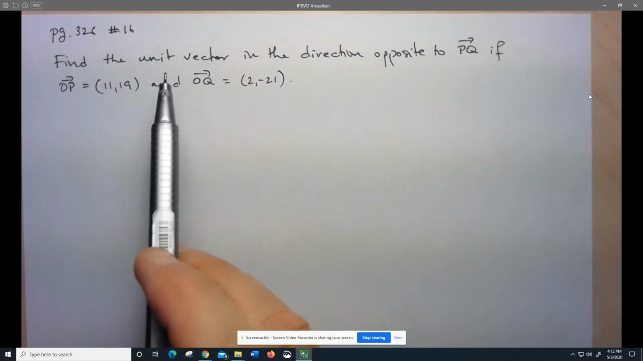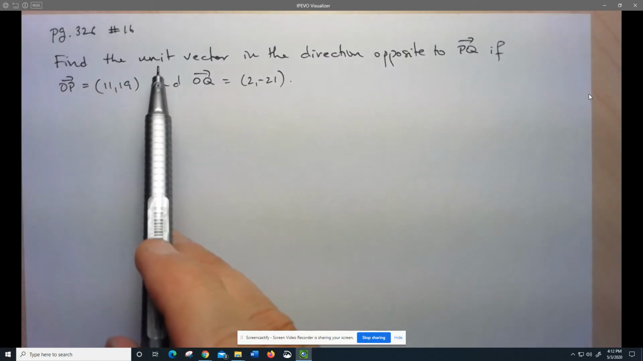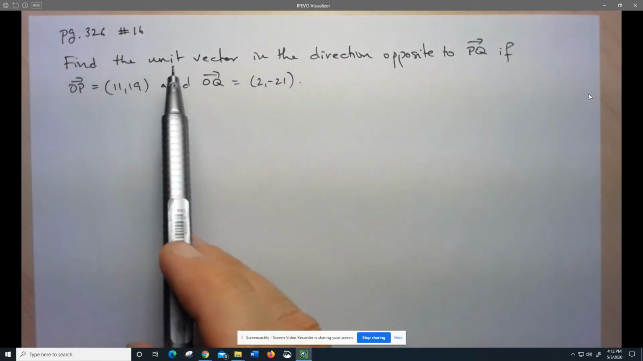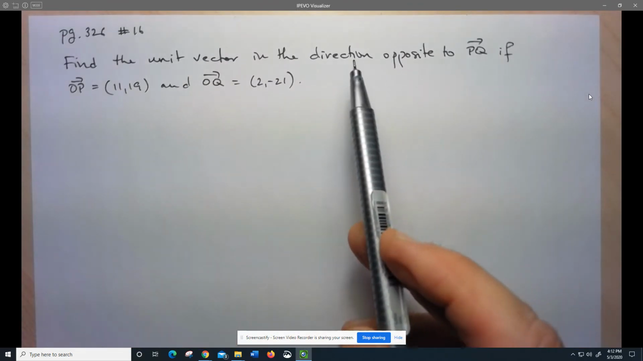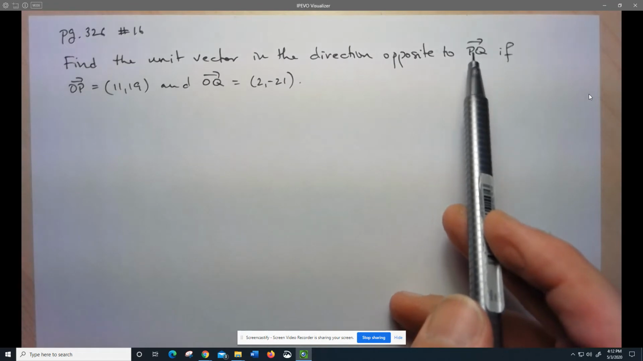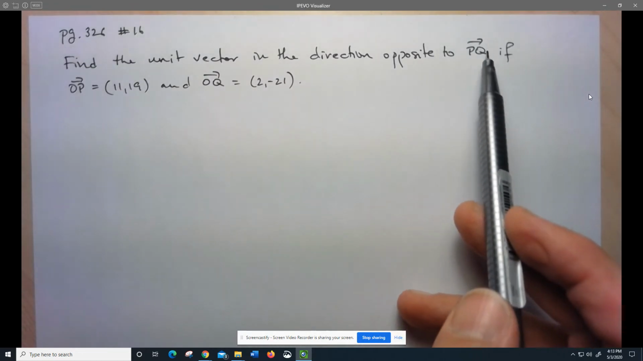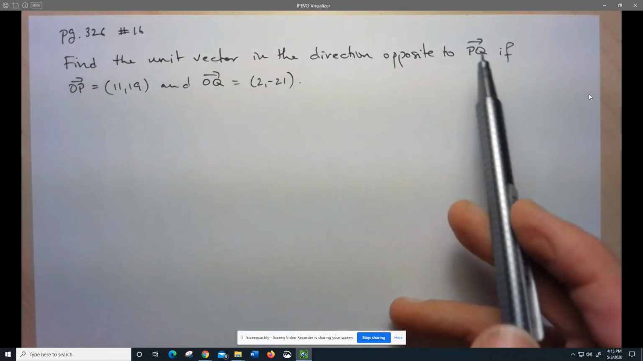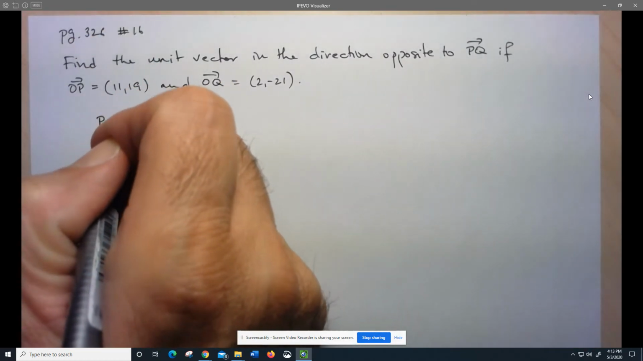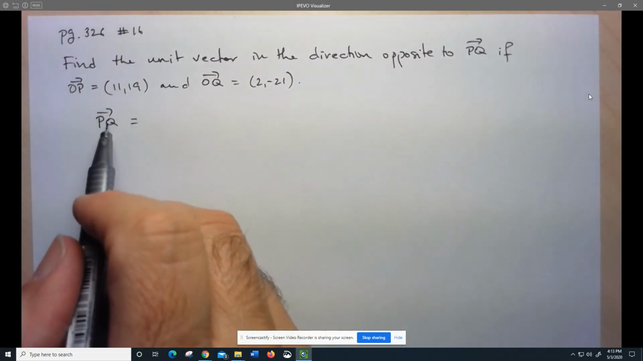Before I start, I just want to remind myself that if I'm looking for a unit vector, it means that my final answer has to be a vector with magnitude 1. So let's look at the characteristics. We need the direction opposite to PQ. So I can first find PQ and then take the negative of that, or just find the opposite of PQ, which is QP. Just so that we can see a couple of steps, let's find the vector PQ.